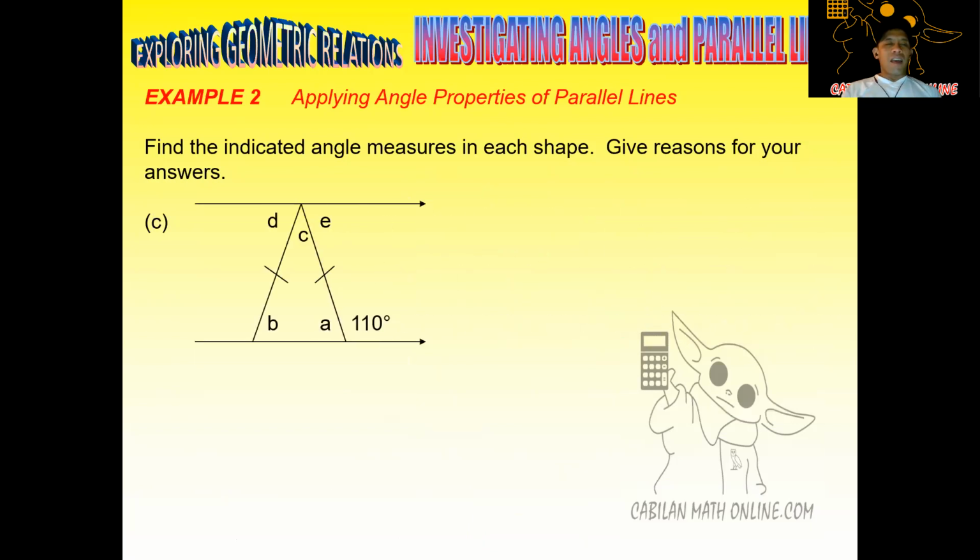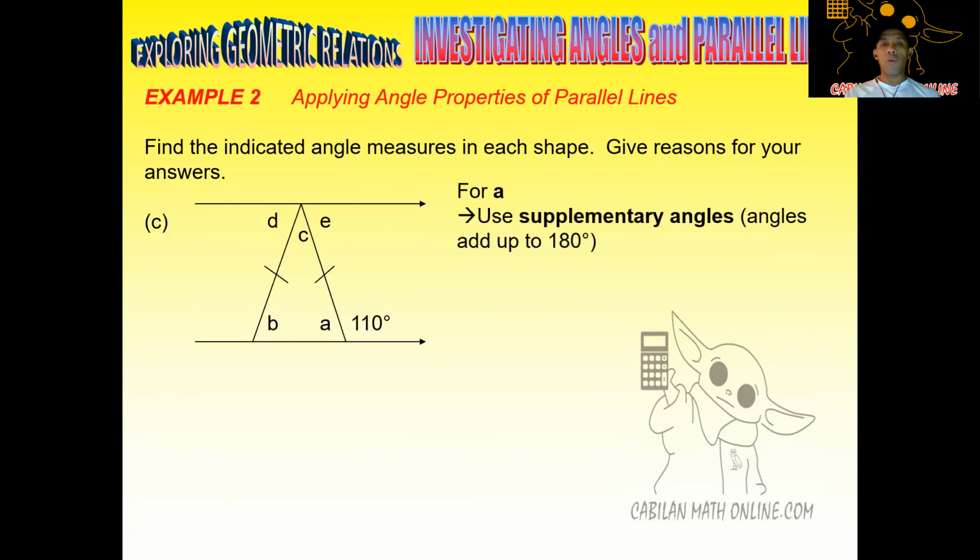Next one over here. Notice we have two parallel lines above and below, and inside them is a triangle, a very specific type of triangle. We have a triangle that happens to have two equal sides, so it is an isosceles triangle. What you need to know about an isosceles triangle is that not only do you have two equal sides, but two of those angles happen to be the same measure as well.